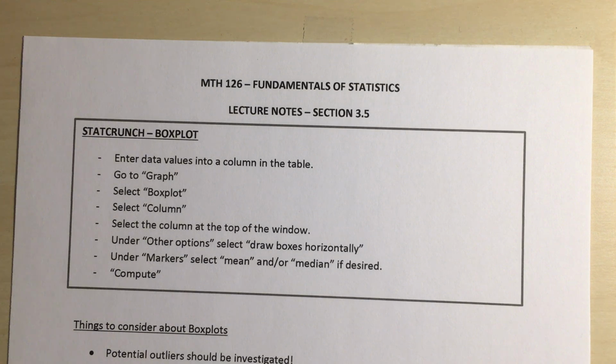And then instead of selecting the stat menu, we're going to go to the graph menu. We're going to select the option that says Boxplot. And again, as we did before, we're going to make sure that we select the correct column. Generally speaking, for the most part, we're going to see a lot of our box plots drawn horizontally. So we are going to, under other options, select that. And then we can also select other markers, such as our mean and median, if they are desired.